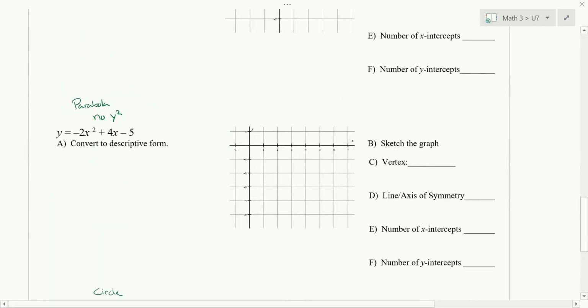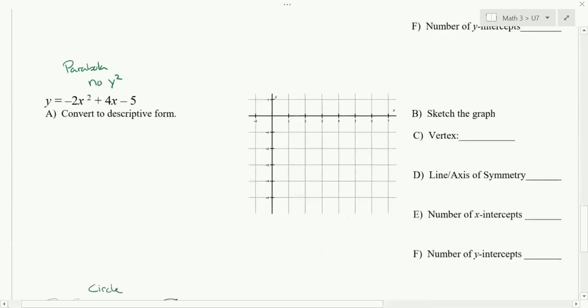I'll do one more with you. Pick one more here. This one? Okay. So here, we want to convert it to descriptive form. What's the first step? Factor out that negative 2 from the first 2 terms.